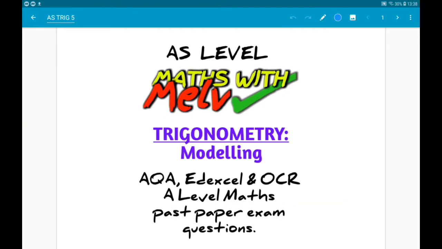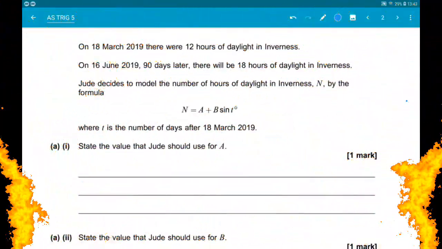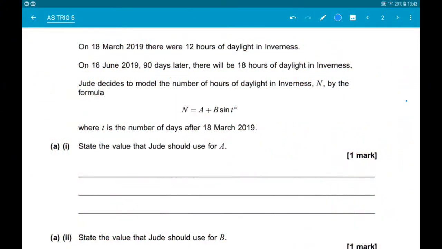Guys, here we are going through one exam question showing how trigonometry can be used for modelling. Let's go. On the 18th of March 2019, there were 12 hours of daylight in Inverness. On the 16th of June 2019, 90 days later, there will be 18 hours of daylight in Inverness.